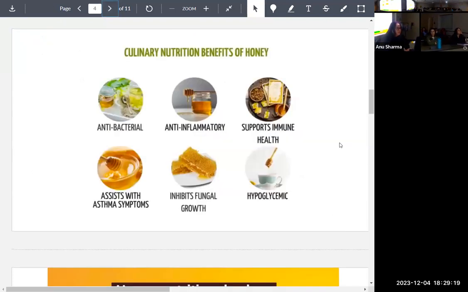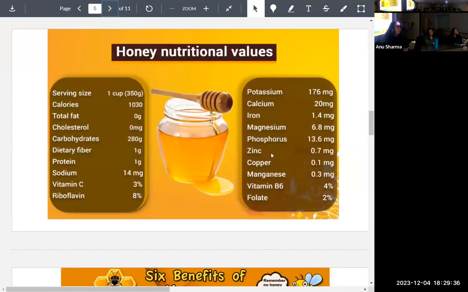So there are benefits of honey. It's antibacterial, anti-inflammatory, supports immune health, assists with asthma symptoms, inhibits fungal growth, and it's hypoglycemic. So those who struggle with diabetes, they do say honey would be a better alternative than using refined sugar.